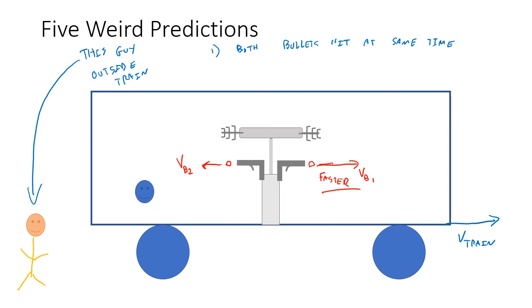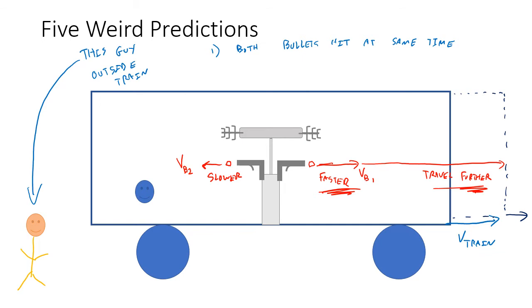On the other hand, he also knows that the train is moving forwards. So the front of the train has moved forwards, and this first bullet has to travel further. So he thinks it's faster, but it travels further, and those two effects end up canceling out. It's traveling just fast enough to make up the extra distance in the same amount of time. Likewise, this bullet is slower, but the train moves forwards during this time. This is the new back of the train, so the bullet doesn't actually have to travel as far from his perspective before it hits the back of the train. He still thinks they hit at the same time.